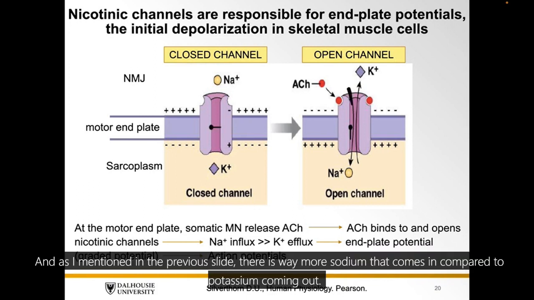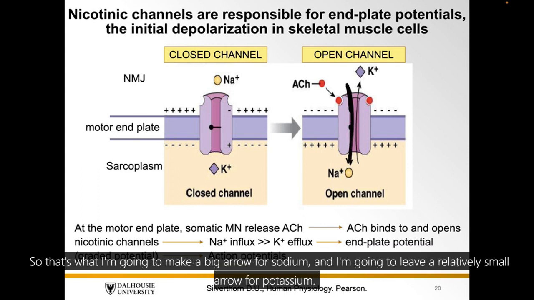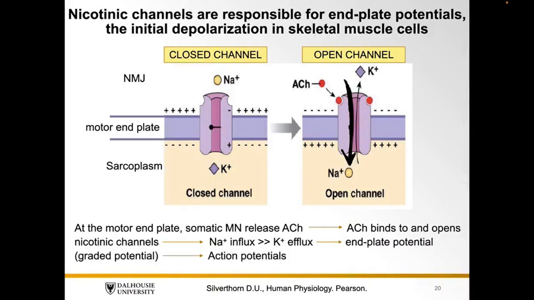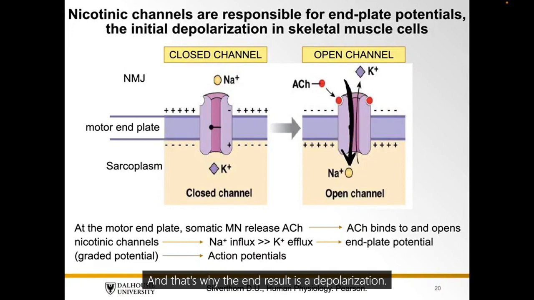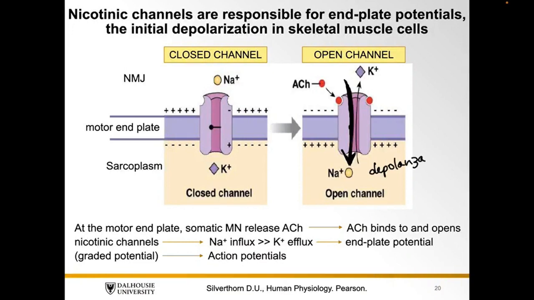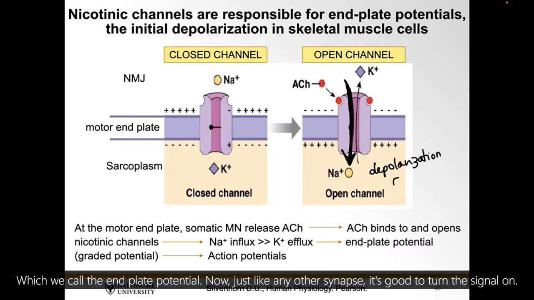The one thing missing from this cartoon is the relative extent of that movement. And as mentioned in the previous slide, there's way more sodium that comes in compared to potassium coming out. So I'm going to make a big arrow for sodium, and I'm going to leave a relatively small arrow for potassium. And that's why the end result is a depolarization, which we call the end plate potential.